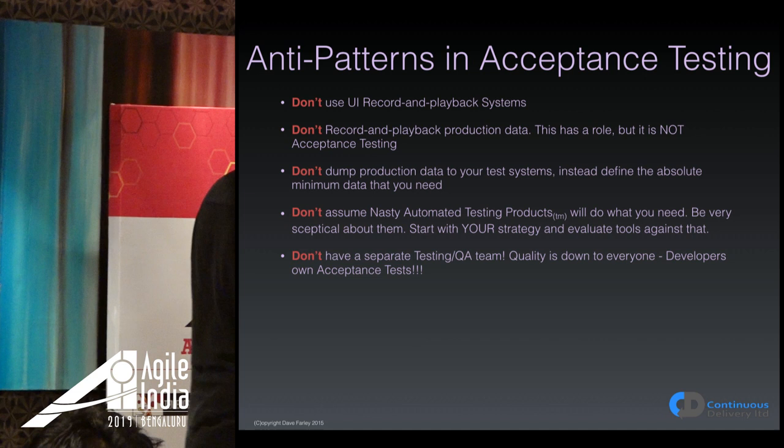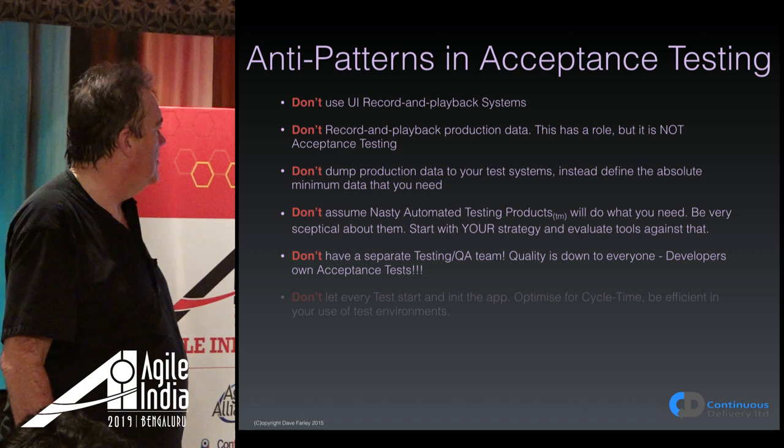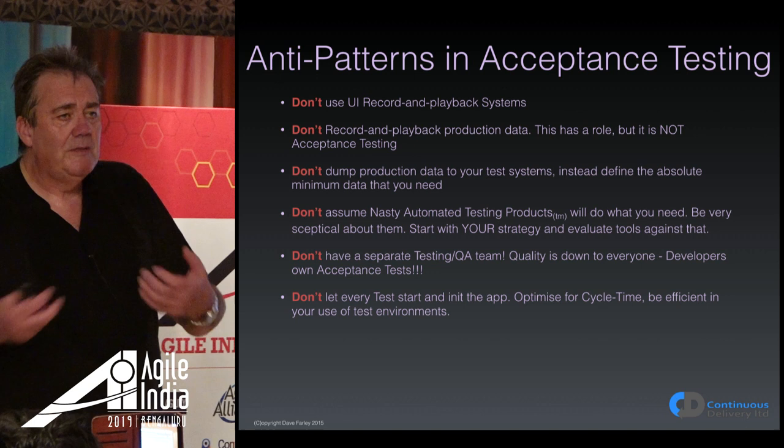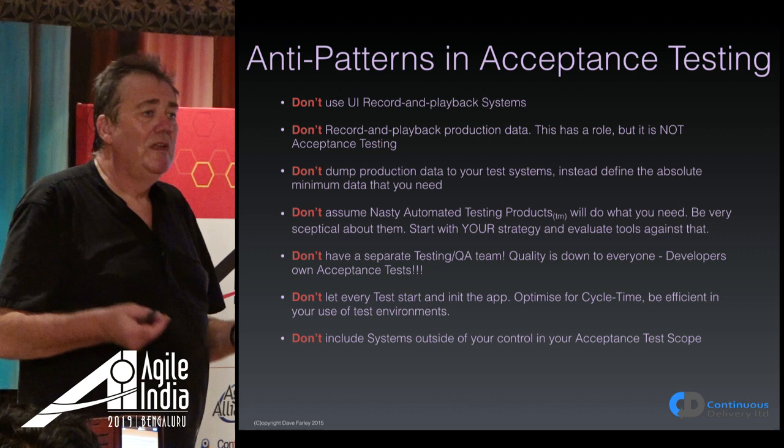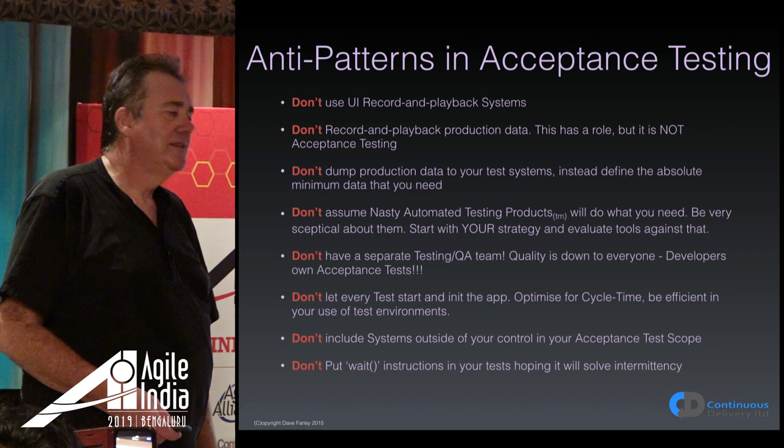Don't have separate testing QA teams. By all means, have professional testers, but have them working and collaborating as part of the development process, not as a separate stage. Don't let every test start and initialize the application. You gain more flexibility by separating those two steps. Don't include systems outside the scope of your system. Think carefully about what you consider to be the boundaries of your system and test to those boundaries. Don't put wait instructions in your bloody tests.